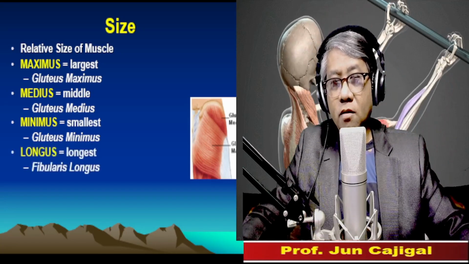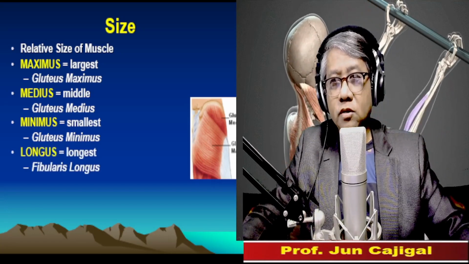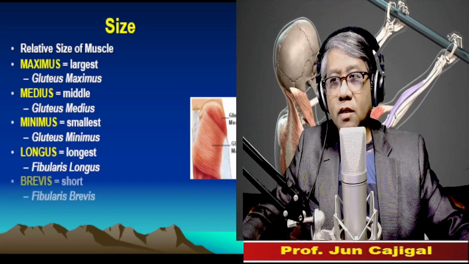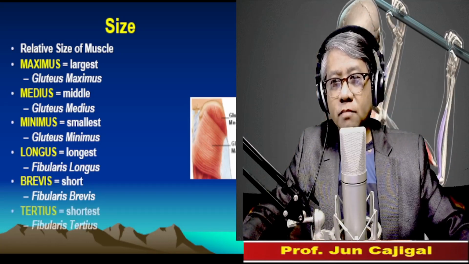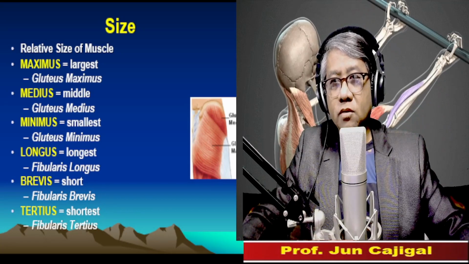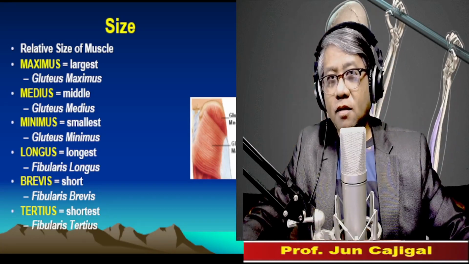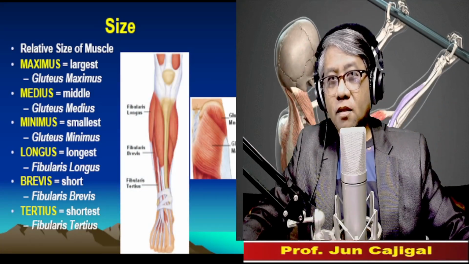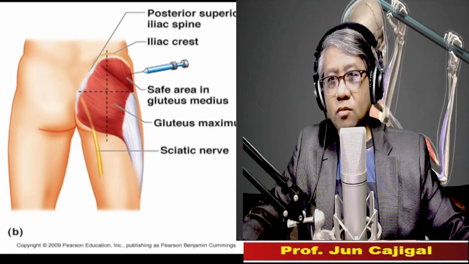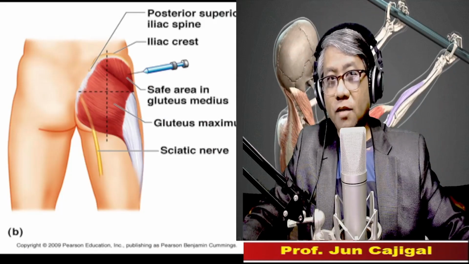Alright, now what about the length of the skeletal muscle? The longest muscle is named longus, like fibularis longus. The short muscle is called brevis, like fibularis brevis. And the shortest muscle is called tertius, like fibularis tertius. So that's how we name and identify skeletal muscles on the basis of size. And again, the muscles gluteus maximus, gluteus medius, and minimus make up our butt.